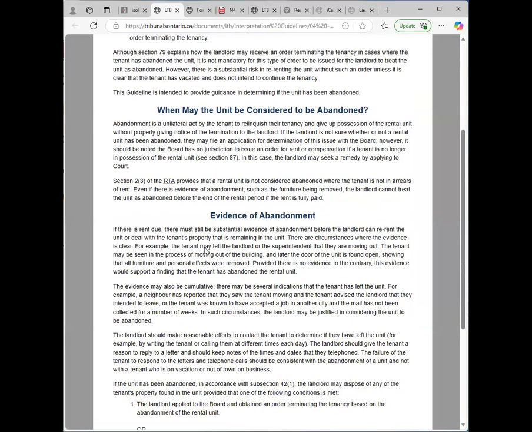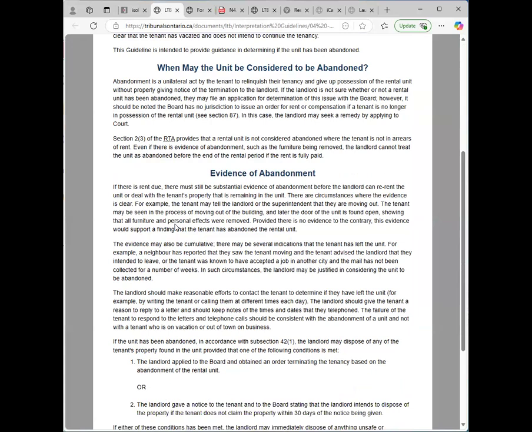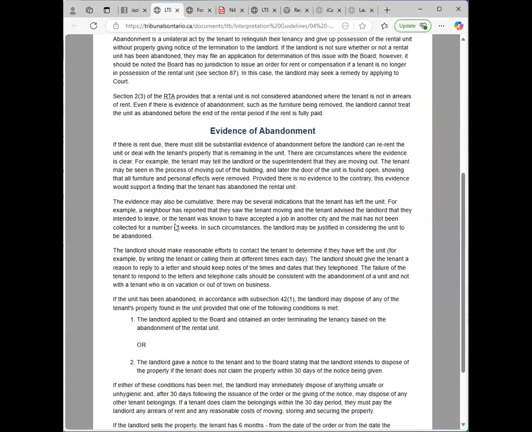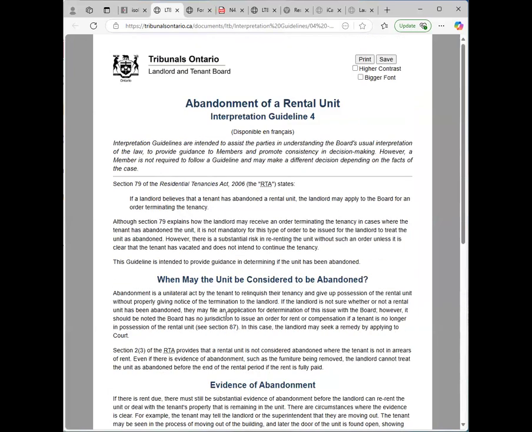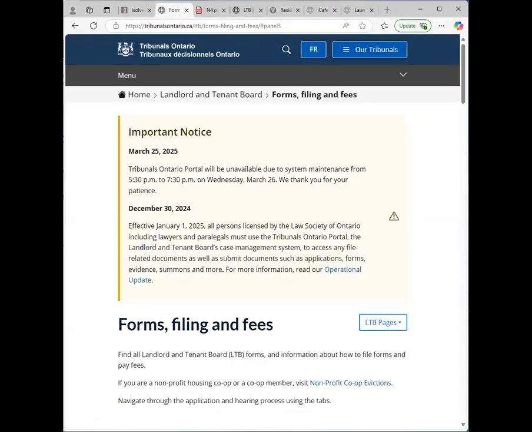Evidence of abandonment. If there is rent due, maybe they didn't pay rent. You can talk to the neighbors. So it talks all about application on what to do. Abandonment. Oh, this was not personal property stuff though. Okay, hang on a second. Because let's see. The tenant, abandonment of a rental unit.